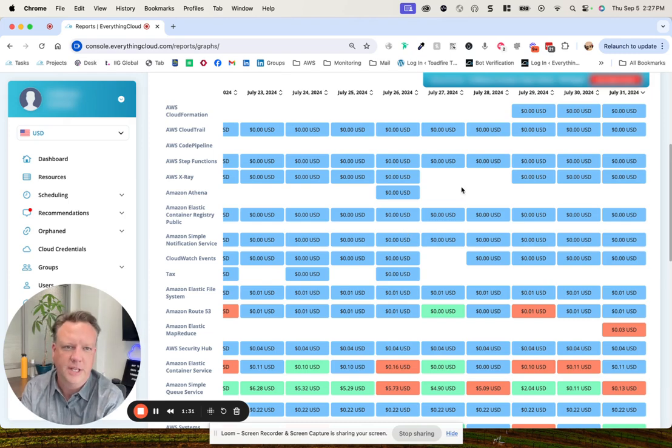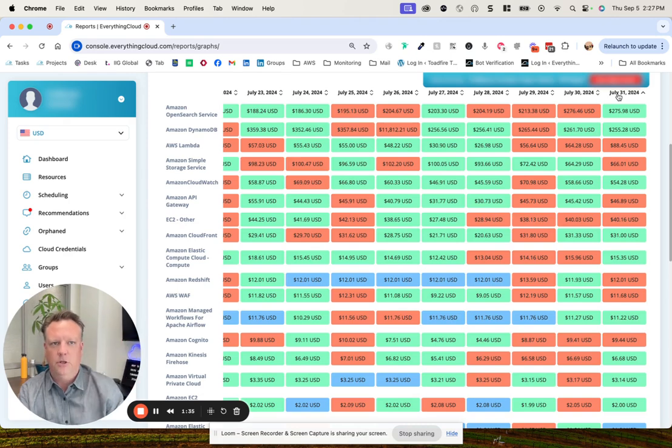What I like to do is come over here and pick the date, and then sort it from highest to lowest. As we can see, Amazon OpenSearch is our number one cost for that day. The next one here is Amazon DynamoDB, and then we've got some Lambda costs here. So I might use this report to make sure that I'm hitting the 5 top costs in my organization on a daily basis.